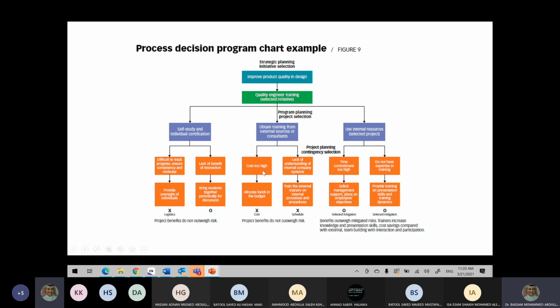So the first thing we want to do is improve the product quality and design. So generally, I want to improve the quality of my product. And one of those processes was to concentrate on the training part. Of course, there could be other processes. So your PDPC could go into details on other processes. So if I want to improve the quality of the product, I can do this through training my quality engineers, and I can do it also through other options related to the product itself.